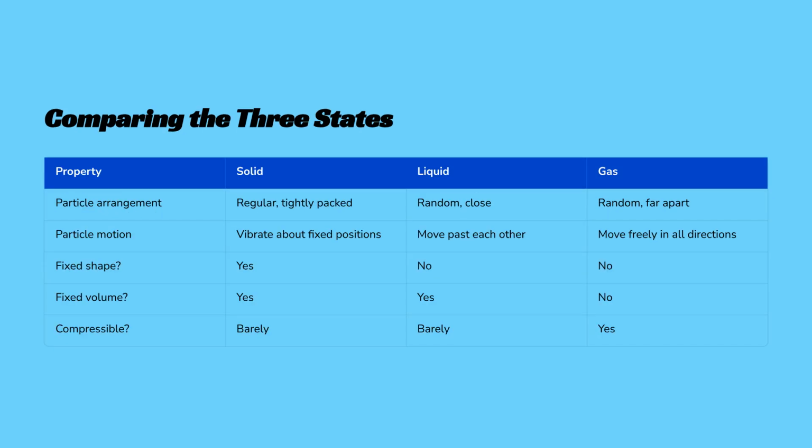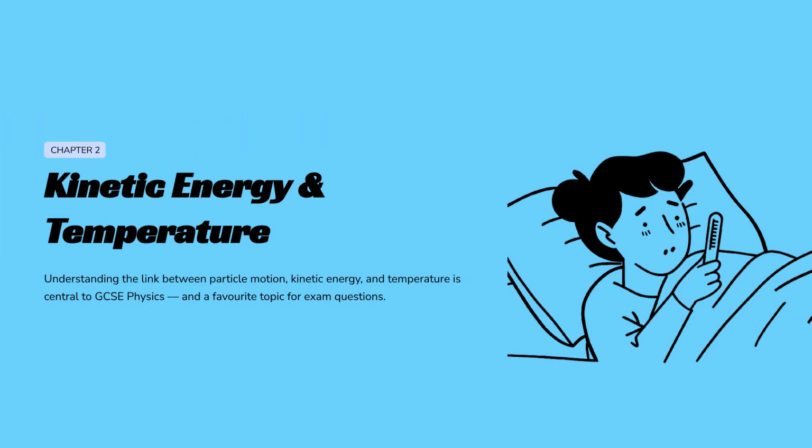This table summarizes the differences between the three states of matter regarding their arrangement, motion, shape, volume, and compressibility. It's a great reference for your revision. Moving on to Chapter 2, kinetic energy and temperature.